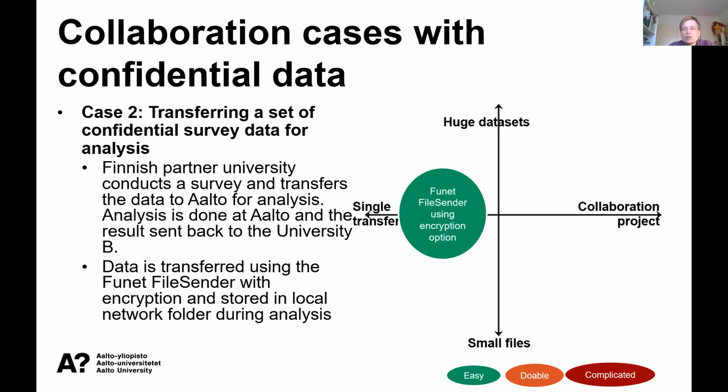So we can use one-time transfer using the FUNET file sender and use encryption because the data is confidential. So University B will just encrypt the file with file sender and send it up to Aalto researchers, who will use the local Aalto drive to store the data during the analysis, and then share the results back with the FUNET file sender. So that option would work very well. Other similar options would be using OneDrive for Business or secure email. But I would prefer the FUNET file sender for simplicity and the encryption for security in this case.